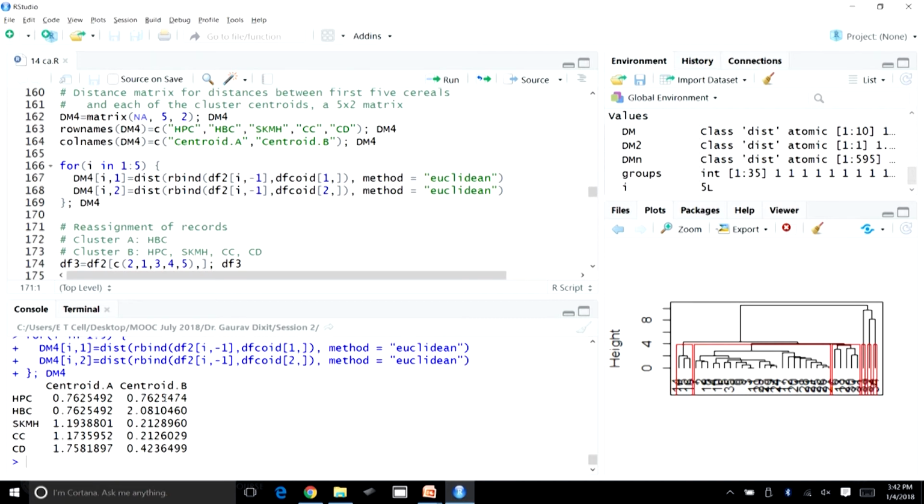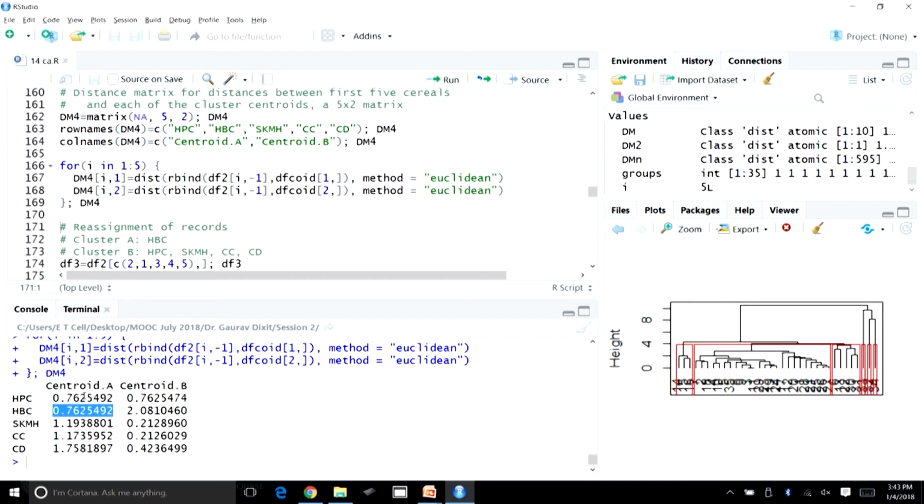It is quite far from centroid B. Then the third observation, SKMH. Clearly we can see this is closer to its own cluster centroid. CC is also closer to its own cluster centroid. CD is also closer to its own cluster centroid. So from this output we can see that the last 3 observations are closer to their own cluster centroids, and HBC, the second one, is closer to its own cluster centroid.